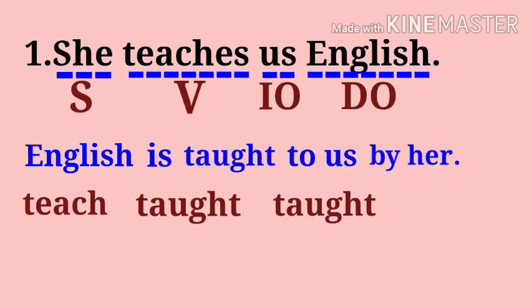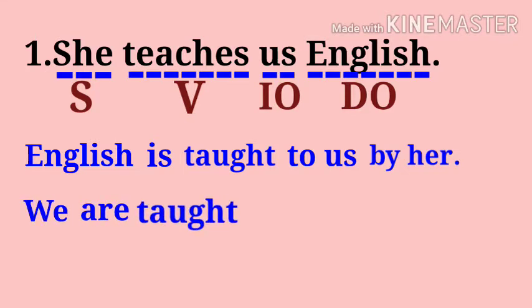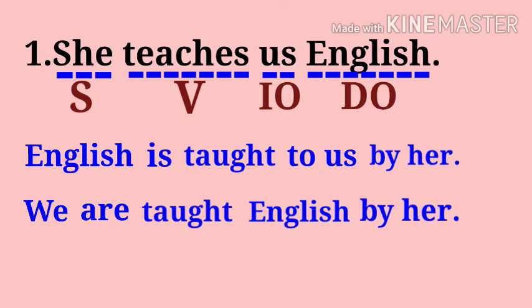She will turn into her. And see, there is one more object. The indirect object is also there in the sentence. So you have to turn the same sentence like this. You have to start with the indirect object. Here us is an indirect object. That us will turn into we as it becomes the subject. So we are taught English by her.